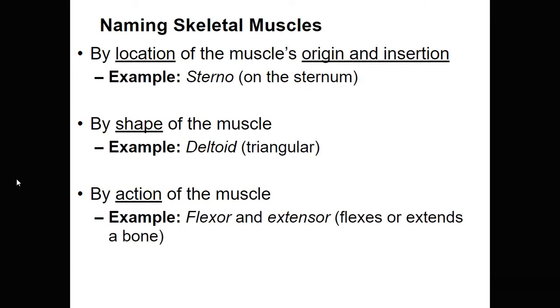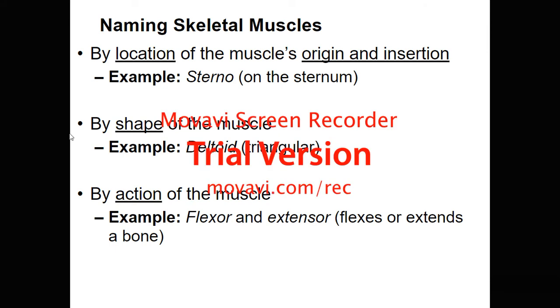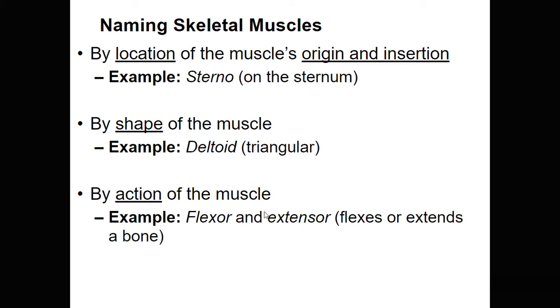All right. By location of the muscle's origin and insertion, sternal, for example, on the sternum. By the shape of the muscle, deltoid, triangular, and by action of the muscle, flexor and extensor, which flex or extend a bone.